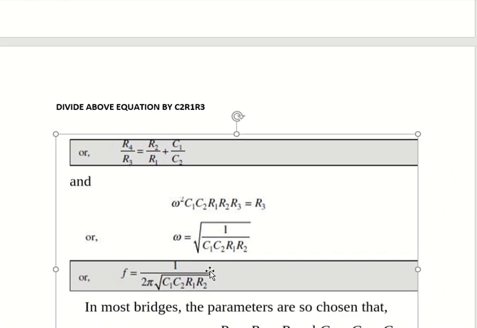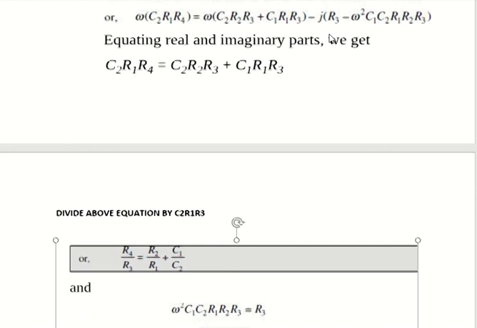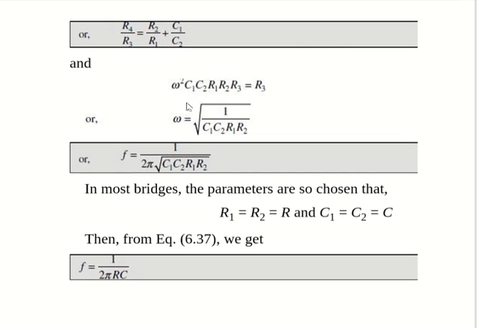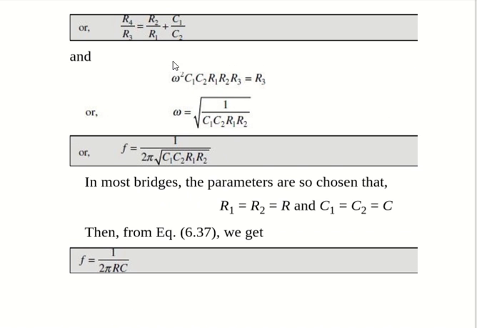Next equate the imaginary part: omega square C1 C2 R1 R2 R3 minus R3 equals 0. So equate these two parts, and you will get omega as 1 by root of C1 C2 R1 R2. Omega is 2 pi f, so f is 1 by 2 pi root of this expression. And in most of the bridges, R1 and R2 and C1 and C2 are the same. So you will get 1 by 2 pi RC. So this is the equation for the Wien's bridge for finding the unknown frequency.